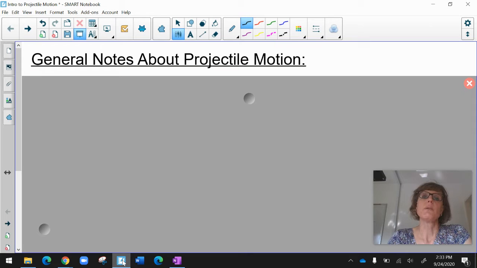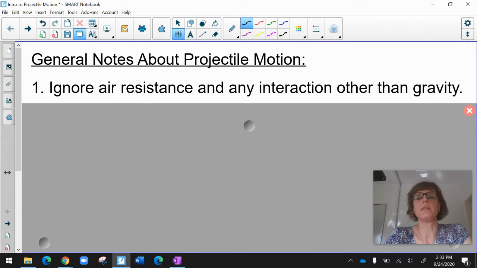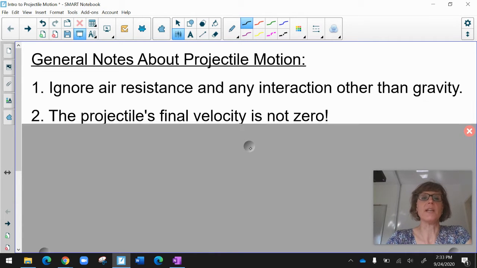All right, so I just want to go over a few general notes about projectile motion. There was a lot of information in the book, but I just want to emphasize a few things. So the first thing is that we are going to ignore air resistance and any interaction other than gravity. So that's going to have some ramifications.